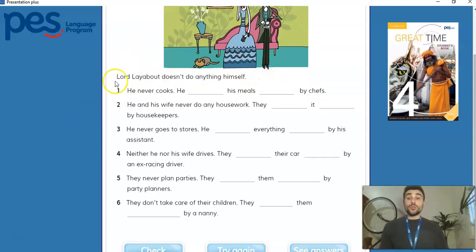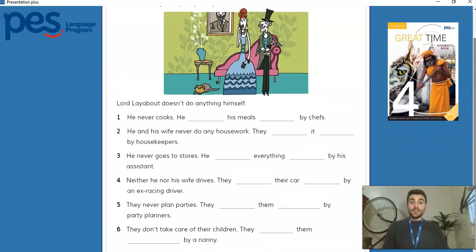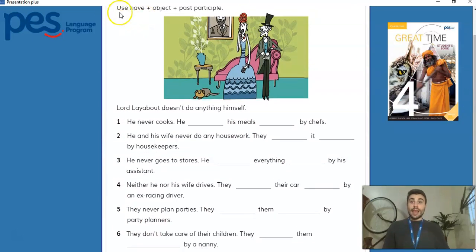So what I want you to do, guys, is pause the video and try to complete these sentences here, 1 to 6, okay, with this structure. Have plus object plus the past participle, okay? Then you do the activity and come back here for us to check, okay?